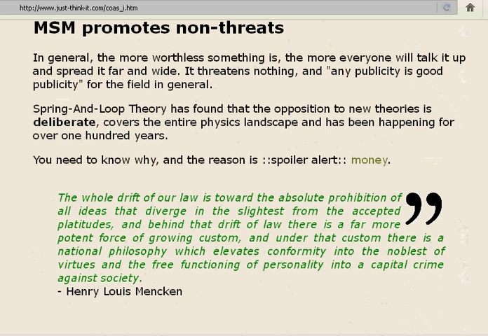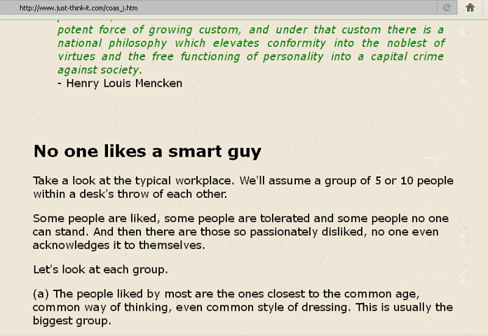The whole drift of our law is toward the absolute prohibition of all ideas that diverge in the slightest from the accepted platitudes, and behind that drift of law there is a far more potent force of growing custom, and under that custom there is a national philosophy which elevates conformity into the noblest of virtues, and the free functioning of personality into a capital crime against society. H.L. Mencken. No one likes a smart guy.